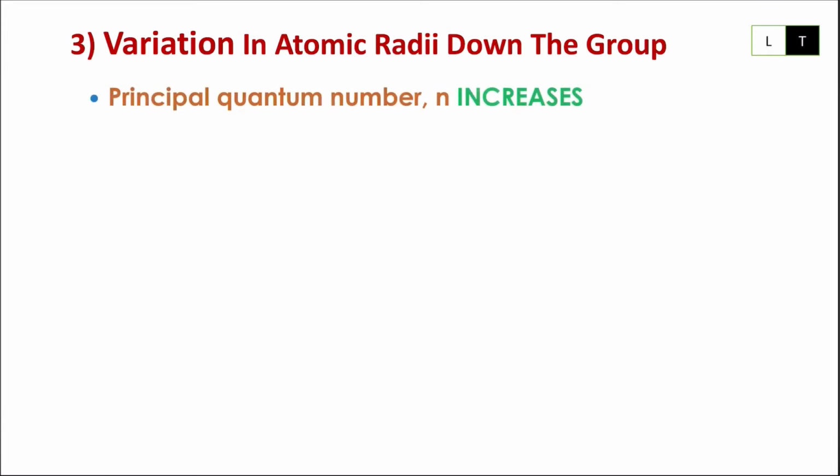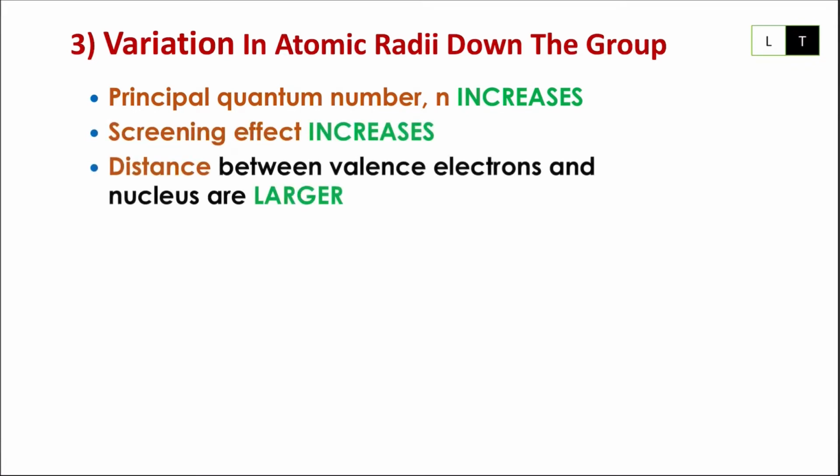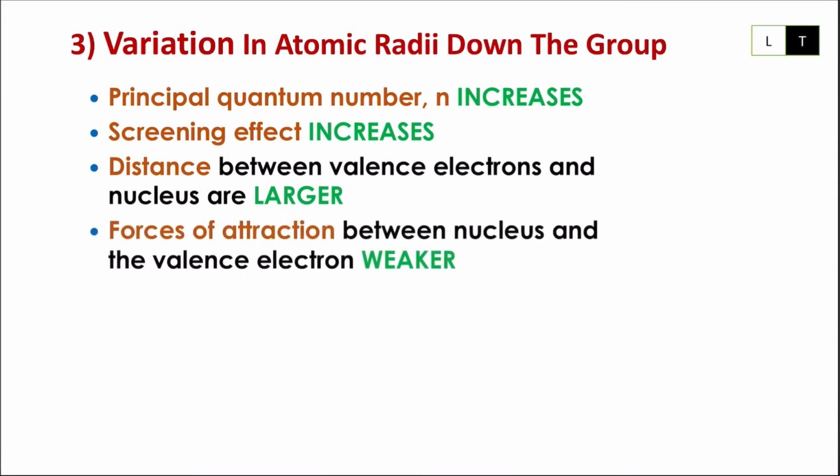Screening effect depends on the principal quantum number, or we call it n. So when the n value increases, screening effect will increase. Hence, the distance between valence electrons and nucleus is larger. That is why the forces of attraction between nucleus and valence electron become weaker. Thus, the atomic size of elements going down the group increases.